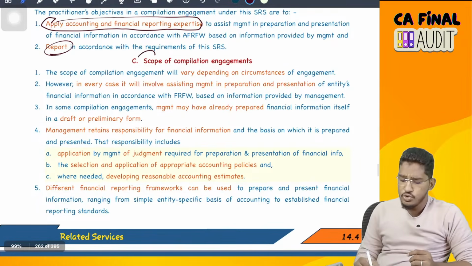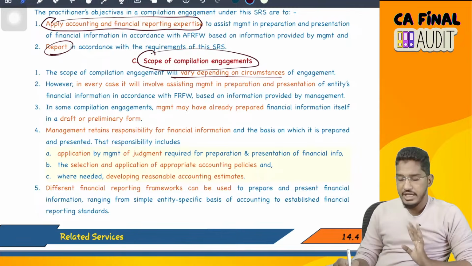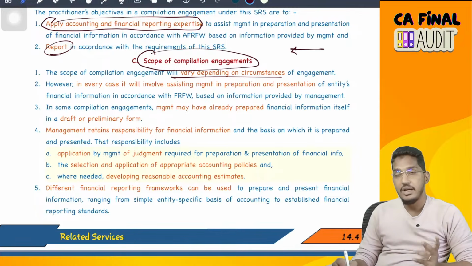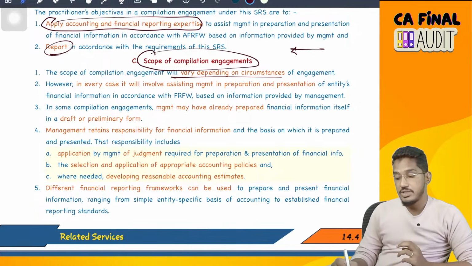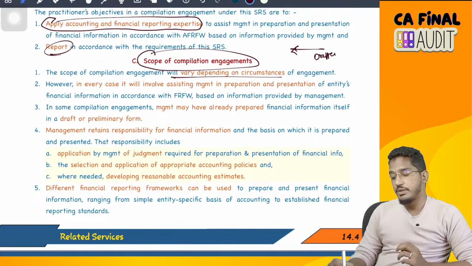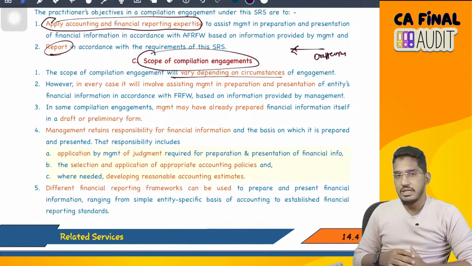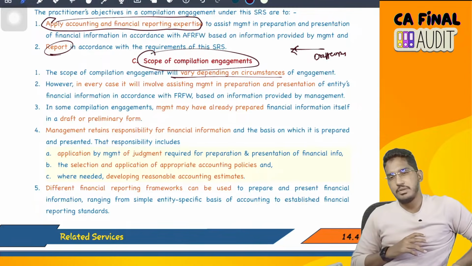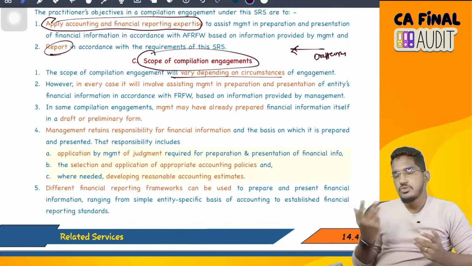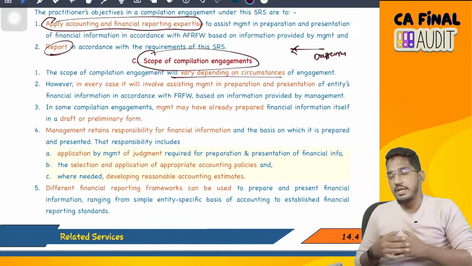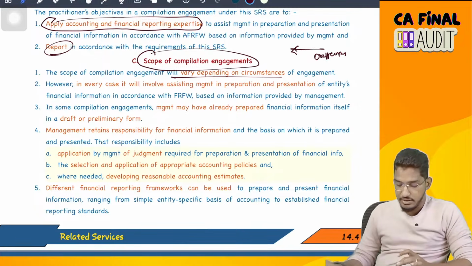And what is the scope of compilation engagement? This will vary depending on the circumstances. Generally, in every engagement, one thing which is very common is that the client will give me data, and I have to use my expertise to assist them to prepare the financial statements. In some cases, clients will even come with a draft copy of the financial statements. That means they have major knowledge, but in some standards they might be lacking. Then you just have to review it once, modify some, suggest some changes, and make the financial statements ready. So it all depends, but everywhere we are going to use our financial and accounting expertise to assist the client to prepare the financial statements.